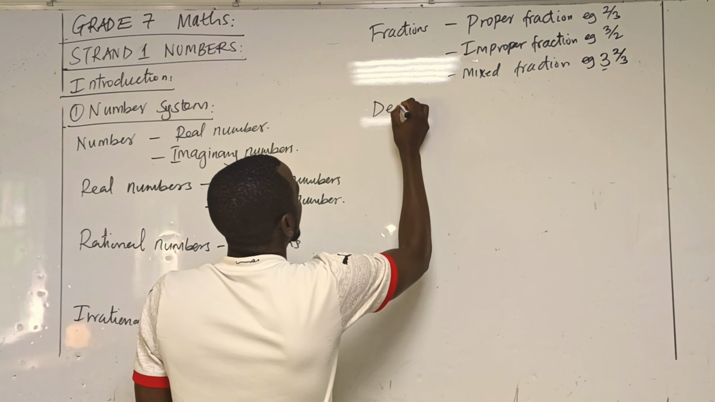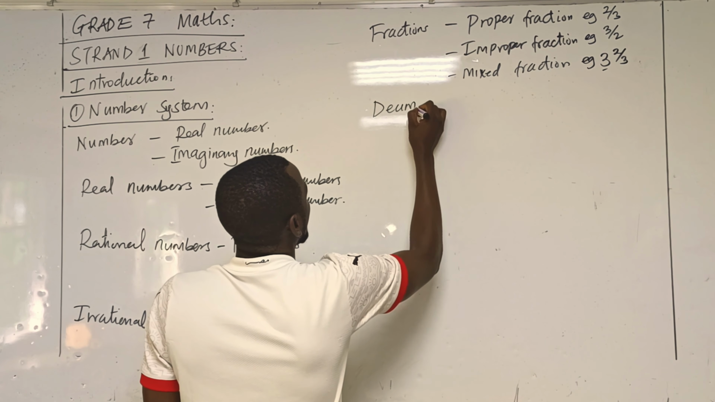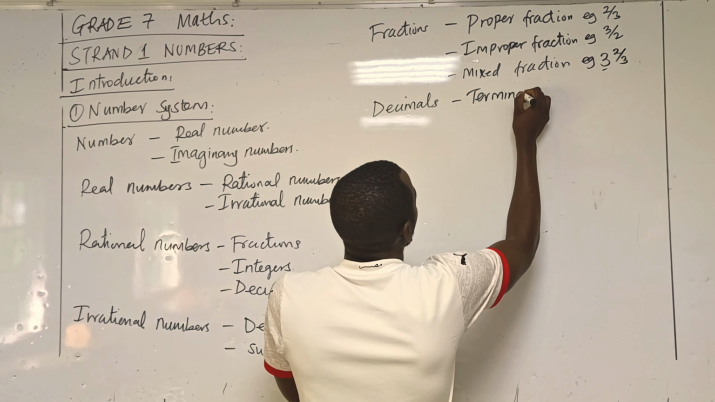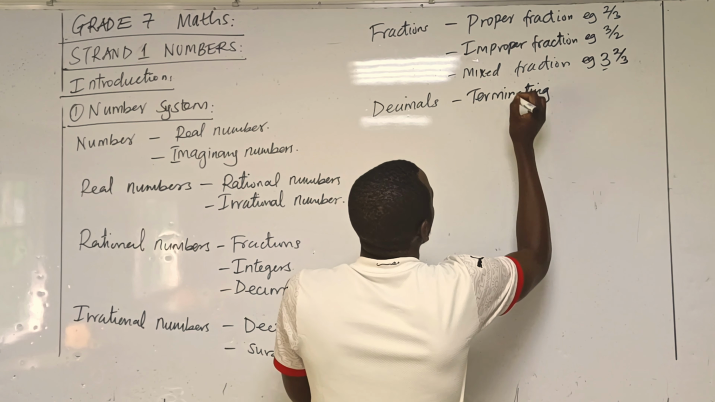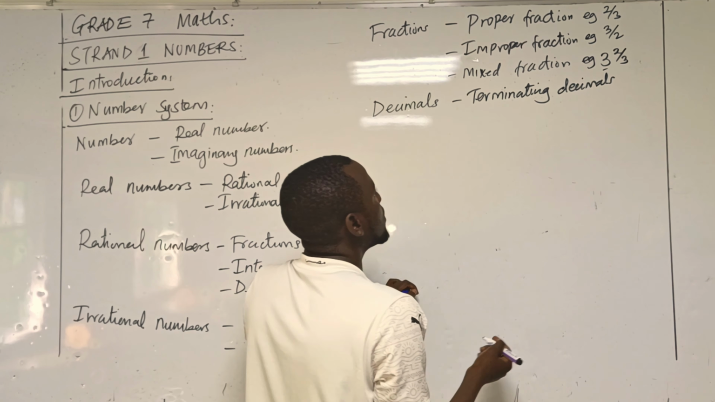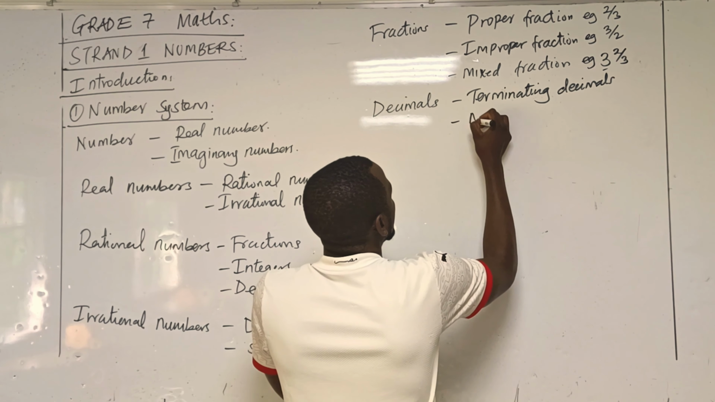So decimals are part of rational numbers. For decimals, we have two types. We have what we call terminating decimals, and non-terminating decimals. Non-terminating decimals are also known as recurring decimals.